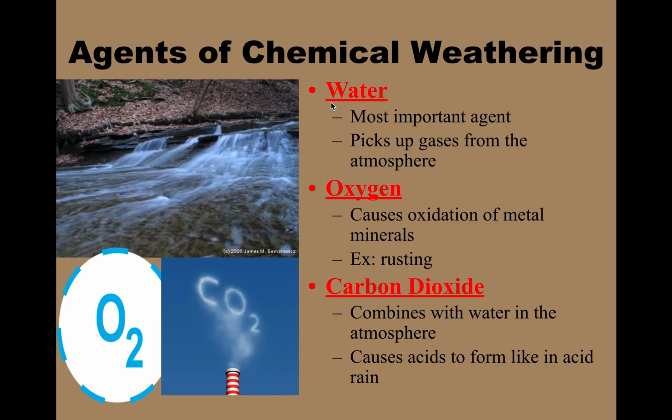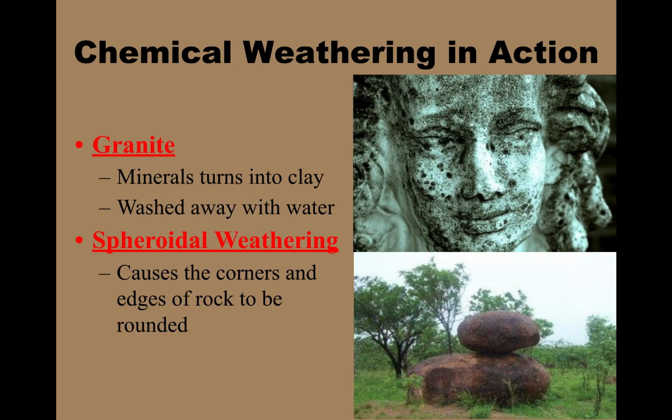The agents of chemical weathering: the first one here is water, which is the most important agent. It picks up gases from the atmosphere. The second one is oxygen, which causes oxidation of metal minerals, better known as rusting. And the third and final is carbon dioxide, which combines with water to form carbonic acid, better known as acid rain. So what are the effects of this weathering in the environment?